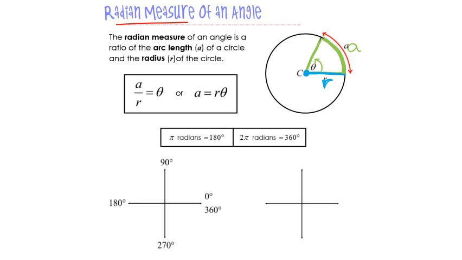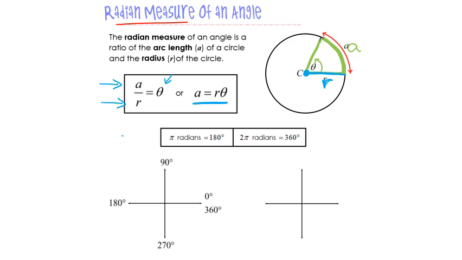Now our angle theta is just going to be A divided by R. So if I took my arc length, divided it by my radius, that's going to give me an angle, but it's going to be in radians. We can also rearrange that formula and get A is equal to R times theta.